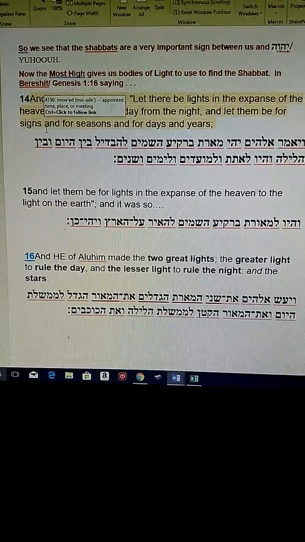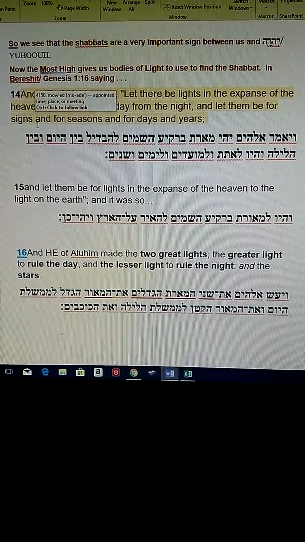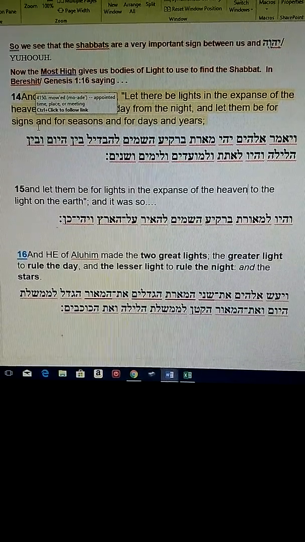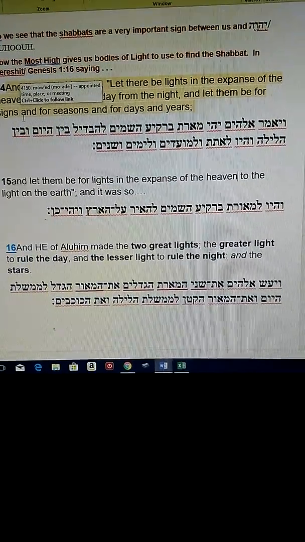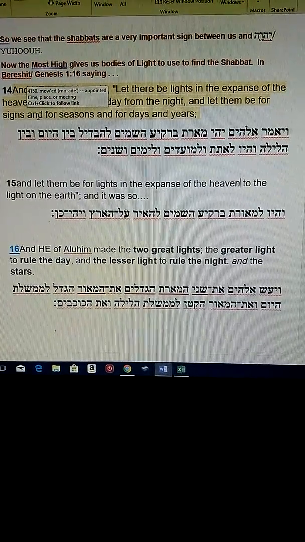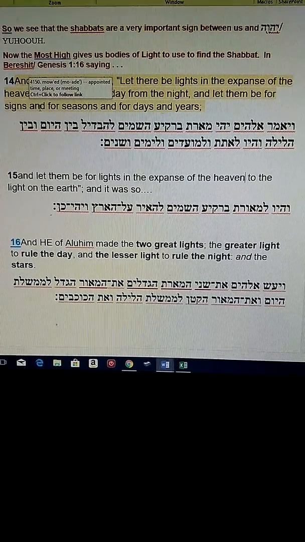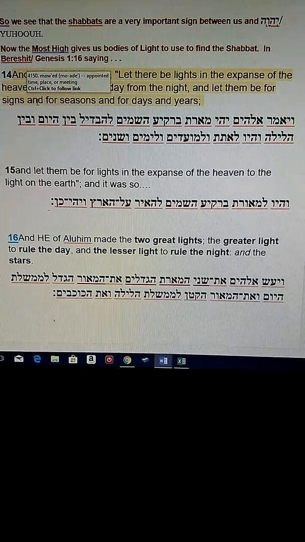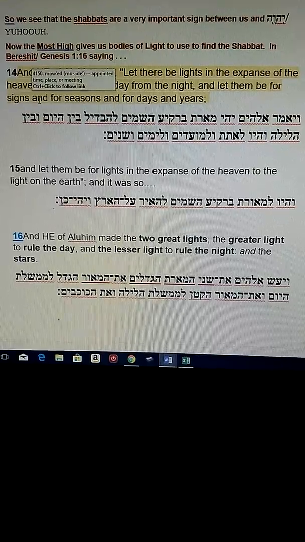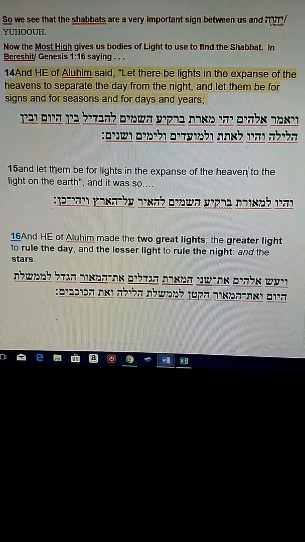That's also the same word in Hebrew that is used in Exodus chapter 31, where Yahuwah says that this is my sign. He uses aut, which is the singular for le'atat, which is plural. So he's referring to the signs here in Genesis chapter 1.